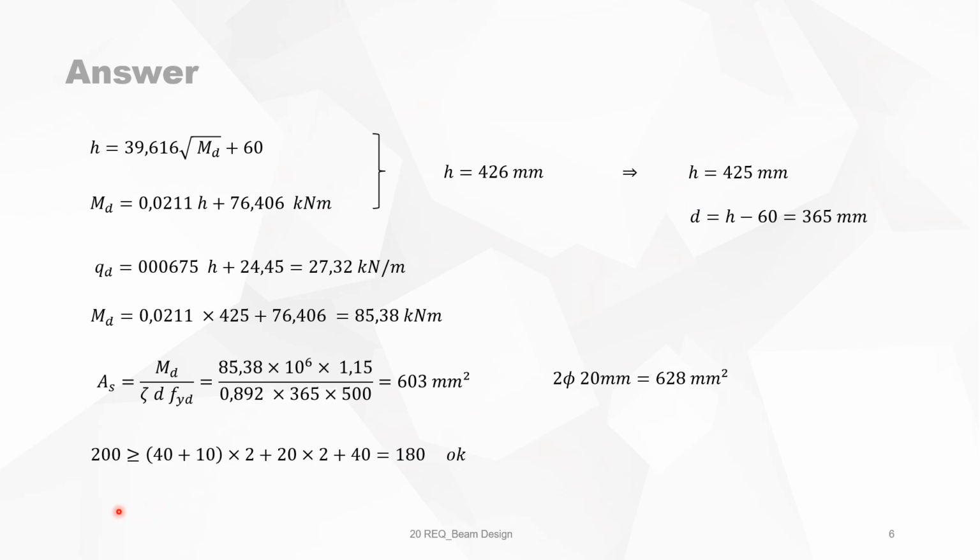And check the width of the beam. So the width was 200. And 200 must be bigger than the concrete cover and the stirrup size times 2, left and right, plus 2 times the diameter 20, and the clear distance between the two reinforcement bars is 40 millimeters. So we need 180, but the beam is 200, so that is okay.